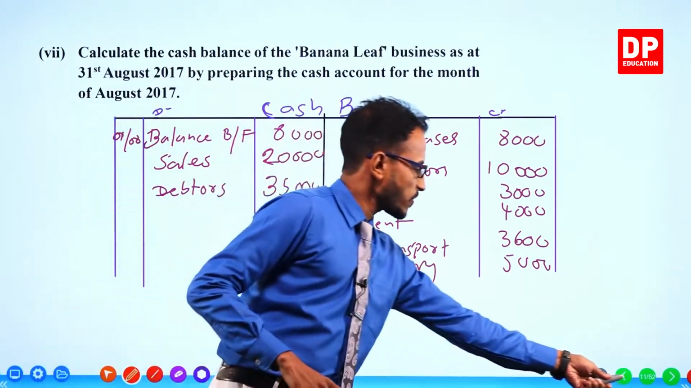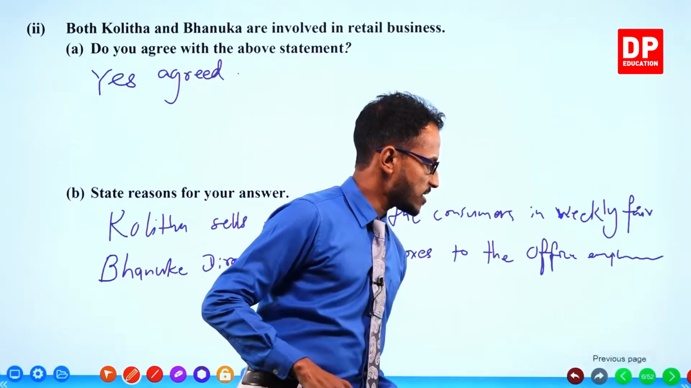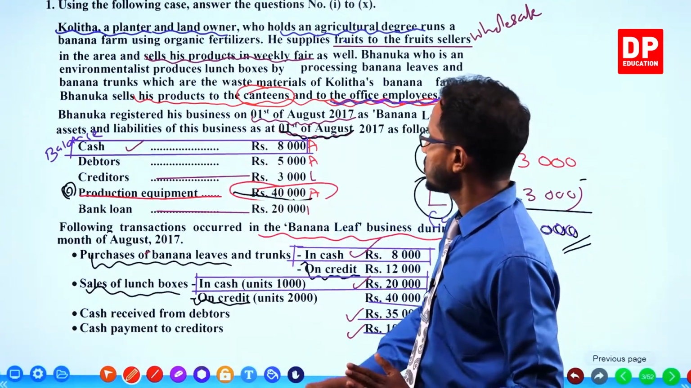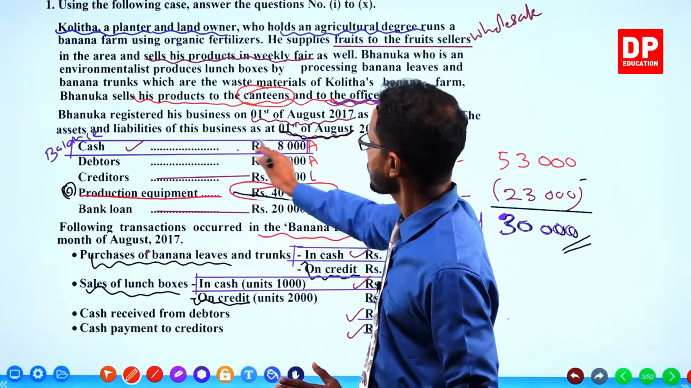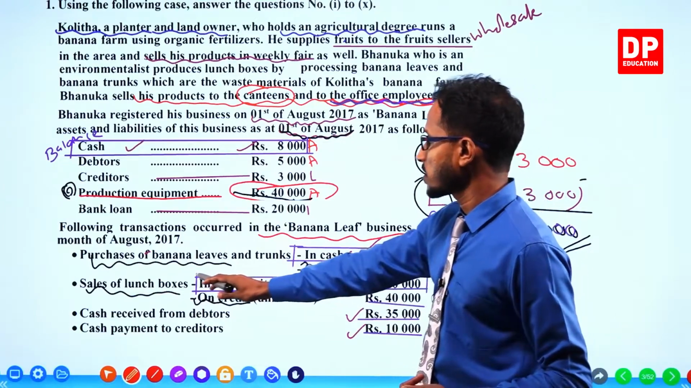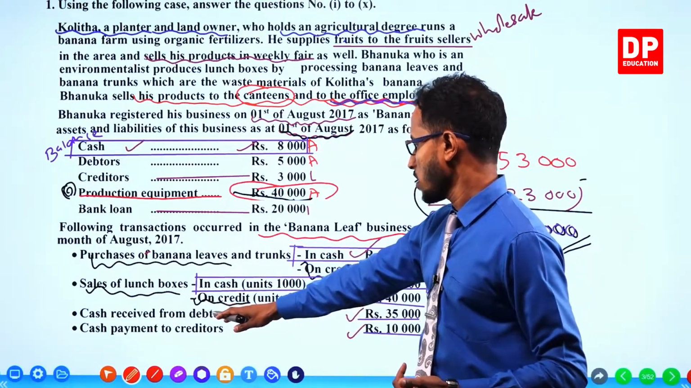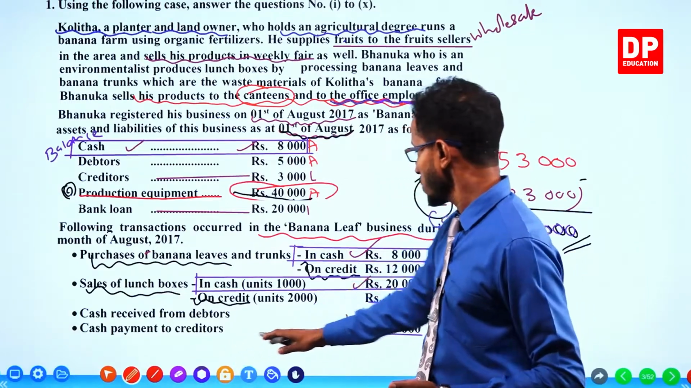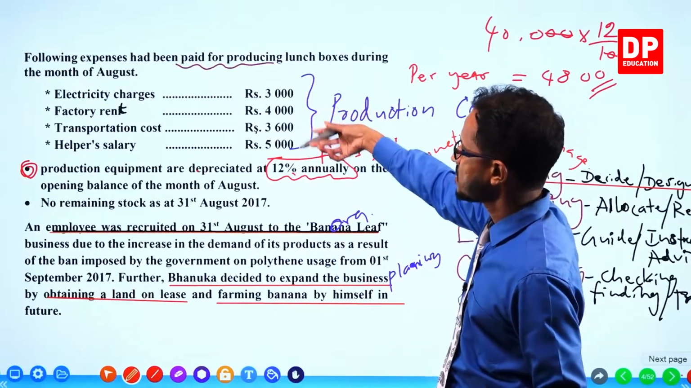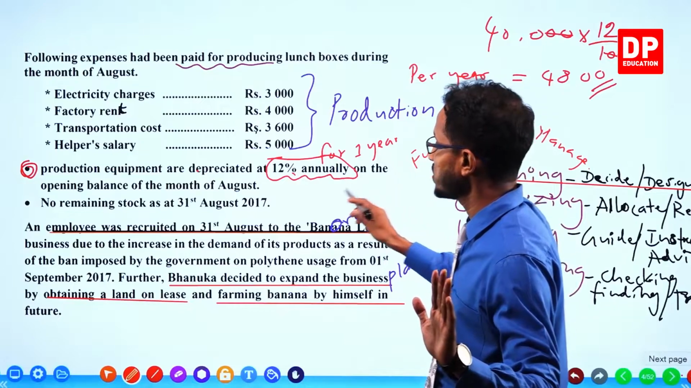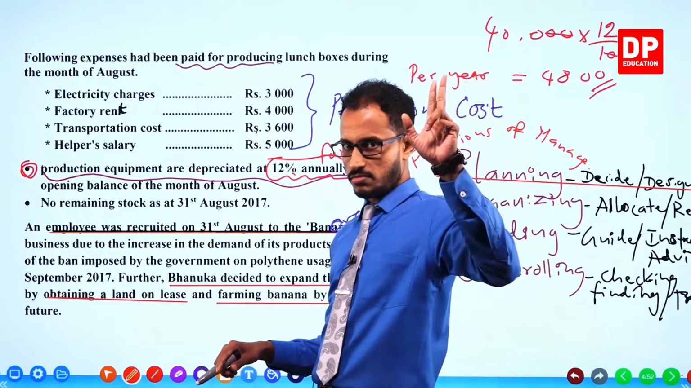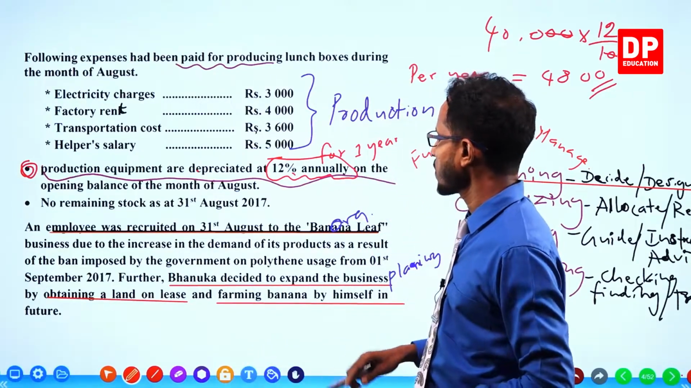Let's go back and check whether we entered all the entries. Cash balance we took. Done. Cash purchases credited. Cash sales debited. Received from debtors took. Paid to creditors took. All the expenses took. That's it. Depreciation. Do we take depreciation? No, we don't take depreciation. It's a non-monetary expense. Okay.